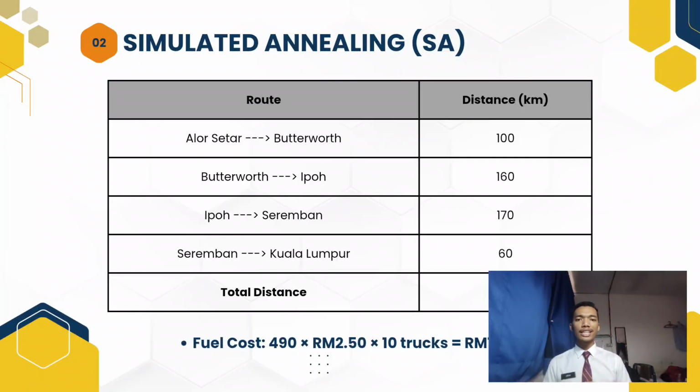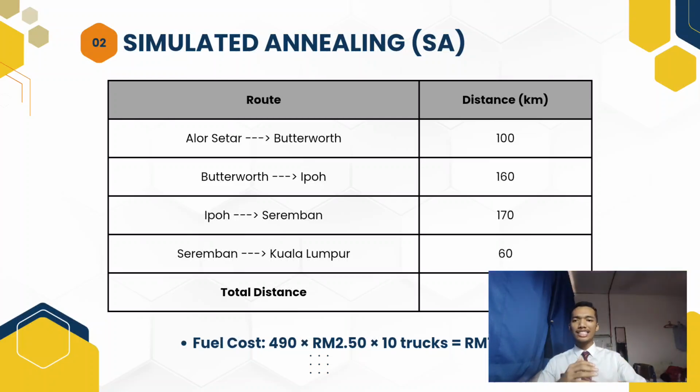Consequently, the fuel cost increases to 490 kilometers times RM2.50 per kilometer times 10 trucks, which gives us 12,250. The key idea in SA is that even if the new route is worse, the algorithm might still accept it with a probability that decreases over time as the temperature decreases. This allows the algorithm to avoid being trapped in a local optimum.